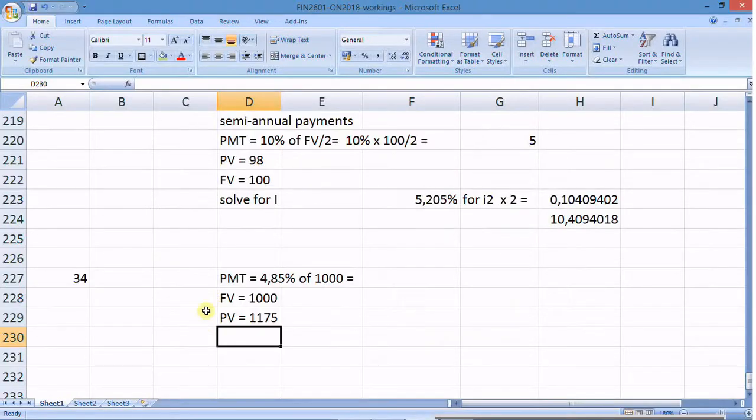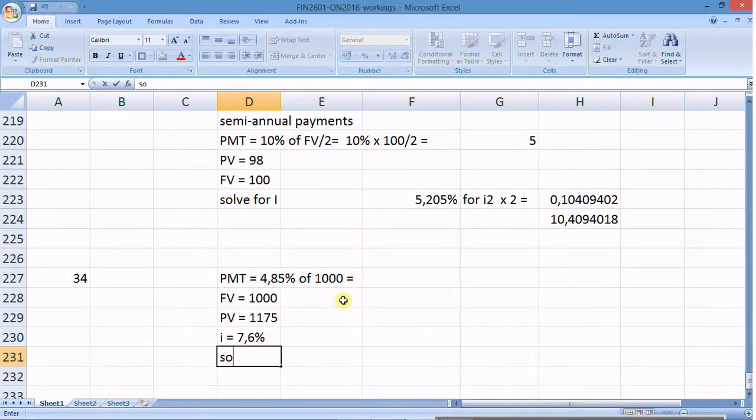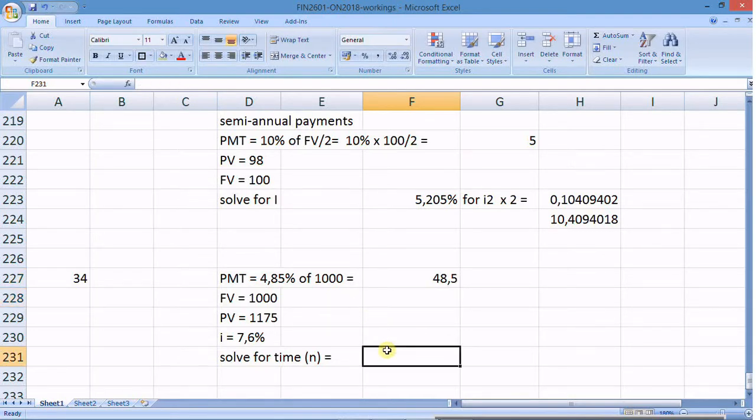Okay, the current market rate on the bond is 7.6%. So is that the I? Yes. 7.6%. Is this semi-annual though? Nothing says semi-annual, so we can assume annual. So solve for N. Does that make sense? Yes, it does. Okay, so we need to work this out. Let's put all of that in.